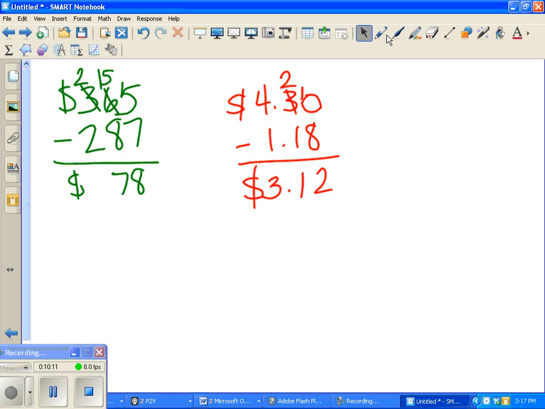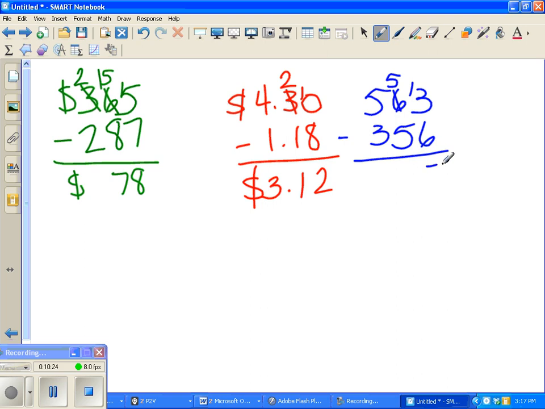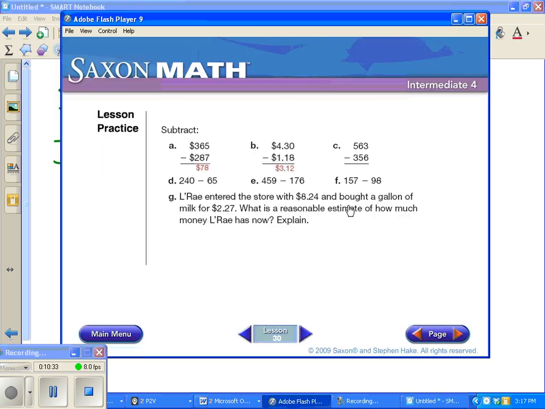563 minus 356. 3 minus 6. Can't do it. Let's borrow. 13 minus 6, 7. 5 minus 5, 0. 5 minus 3, 2. And it was not money, so I leave it at 207.